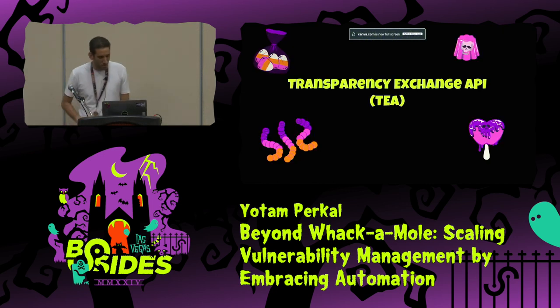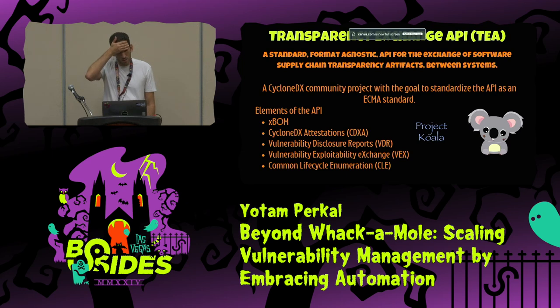So let's start. Transparency Exchange API, or TEA. So basically it's a standard format-agnostic API for exchanging supply chain transparency artifacts between systems. It's a CycloneDX community project, and it aims to standardize that API as an ECMA standard. So it's fairly early days in the work. You're welcome to check out the working group. I have references at the end with a link to the GitHub page.